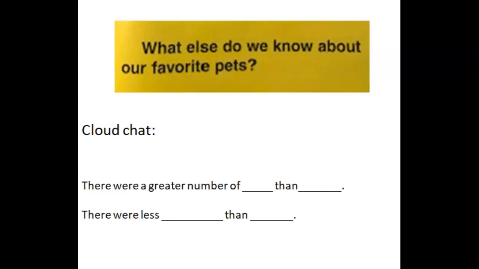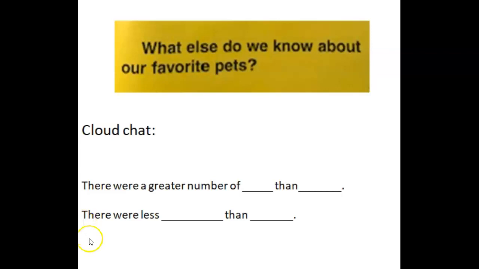So maybe the bigger chat partner could start you and help you out there. There were a greater number of blank than blank. So you're going to come up with one that is bigger, like I could say, there are a greater number of cats than birds. And then our second sentence frame that we could use is there were less blank than blank. So there were less birds than cats.